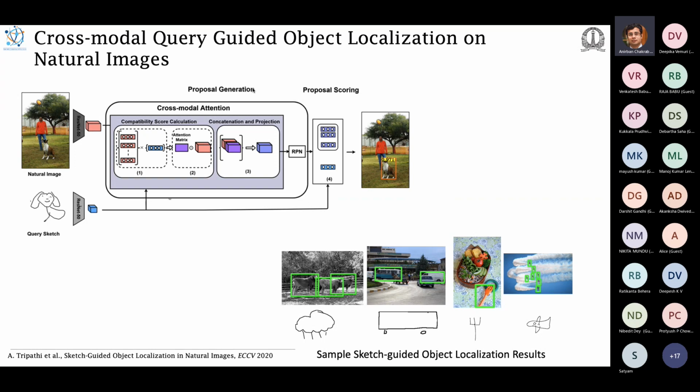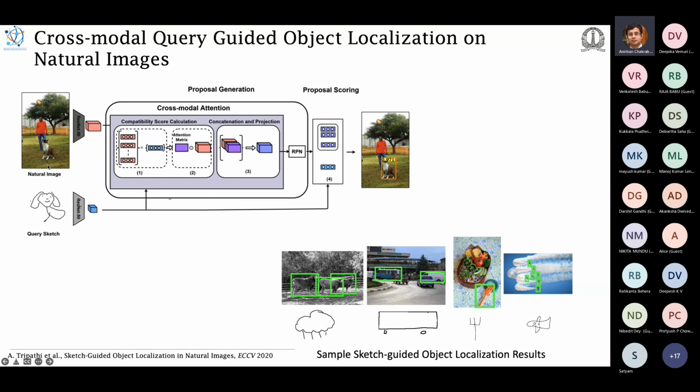Another cross-modal learning problem that we look at is cross-modal query-guided object localization. So what could be a query? This query could be a sketch, right? For example, this is a natural image which contains a person, a dog, trees in the background, and so on. All these are different object categories which are defined in this data set.